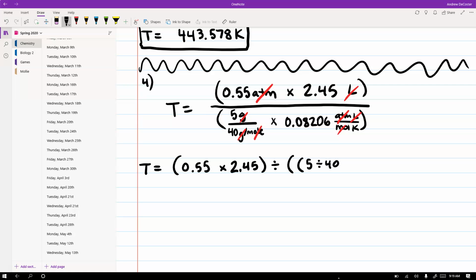I'm going to plug everything else into my calculator like this to get my final answer. And I got, let's see here, I got 131.367 Kelvin.